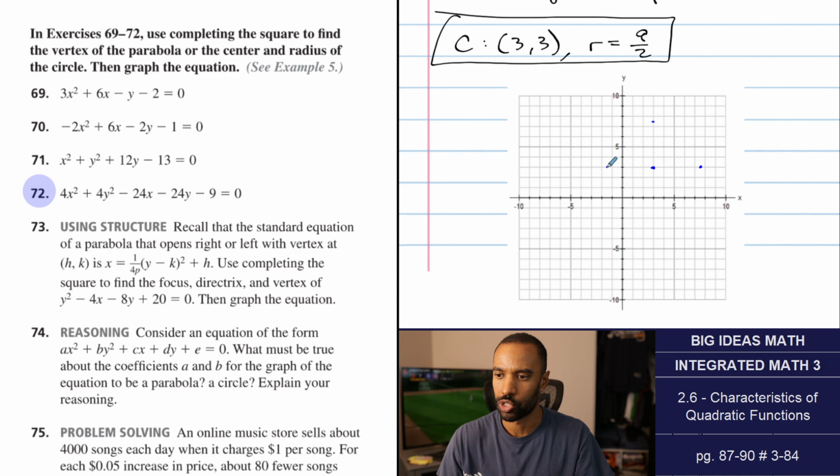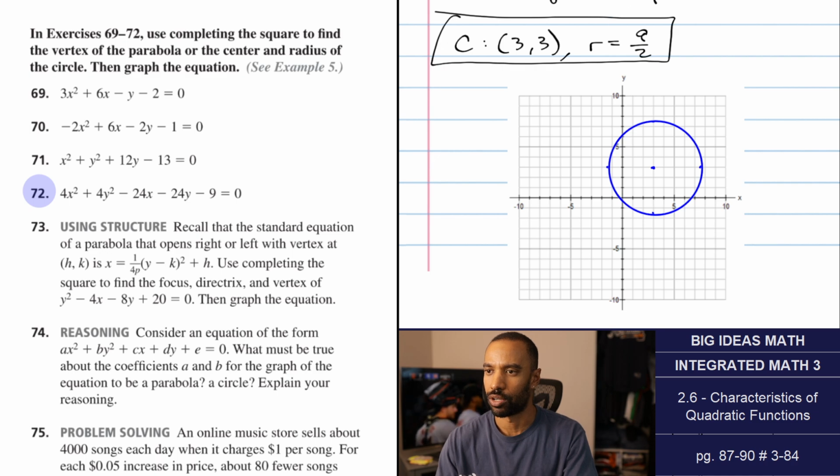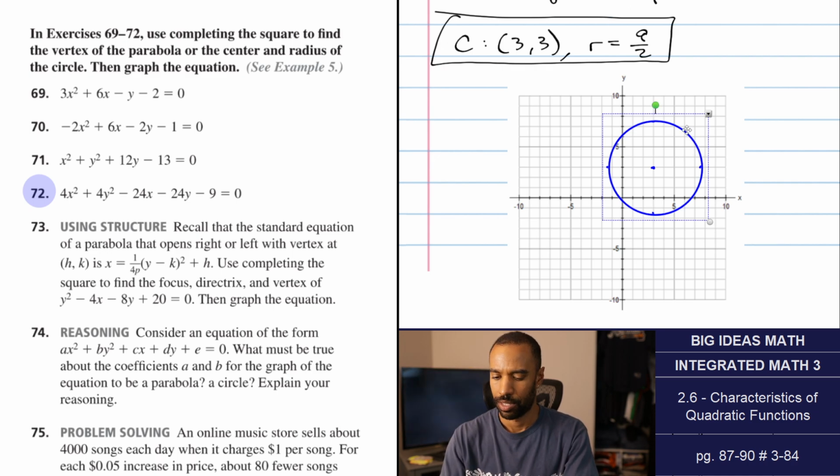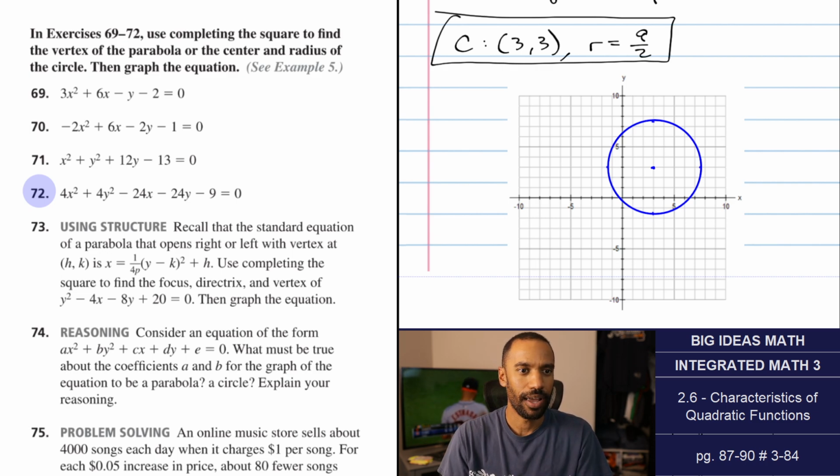This actually does look more squared off, assuming the other ones are wrong. I don't know if it's perfectly squared off, but that's where I can now draw my best looking circle. Okay, there is that one. All right, let's keep moving forward.